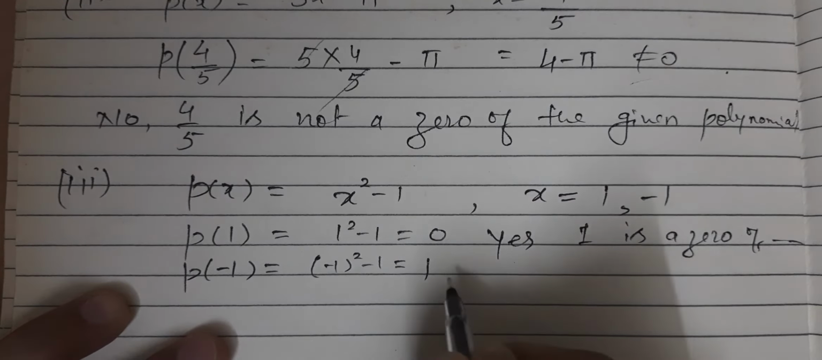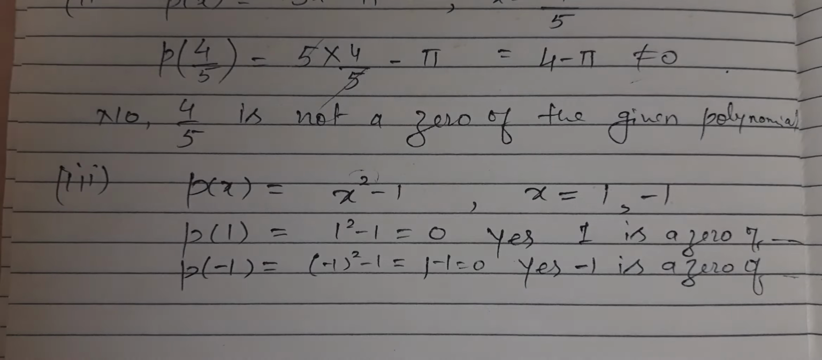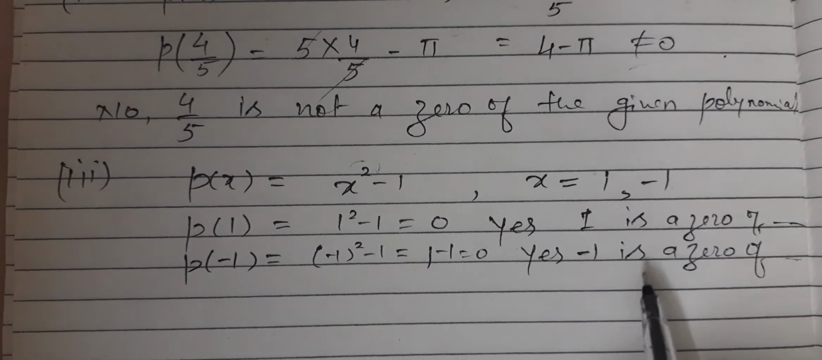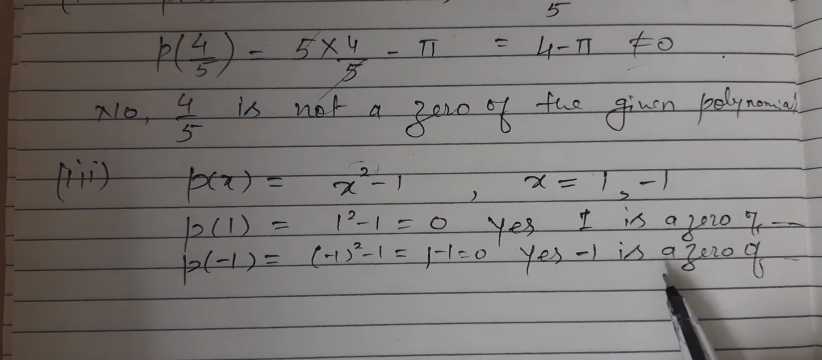So there are two zeros. Why? Because see here, it's a 2-degree polynomial. Okay, it's a quadratic polynomial. Degree of the polynomial is 2. So we will definitely get 2 zeros. And these are the 2 zeros. Okay, so here 1 and minus 1 both are zeros of the given polynomial.